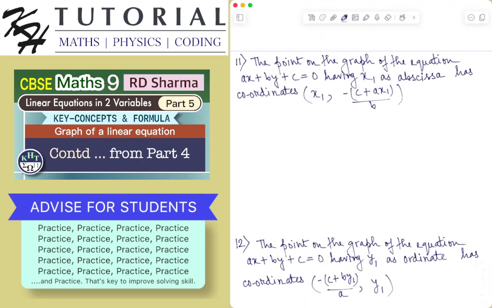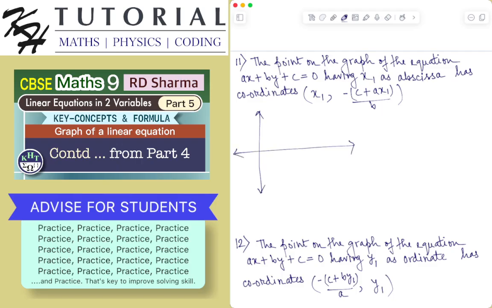The point on the graph of the equation ax plus by plus c equals to 0 having x1 as abscissa has coordinates x1 comma negative of c plus a x1 by b. The question is, if you are given the linear equation in two variables, and you are asked that there is a point lying on the graph of the equation whose abscissa is x1, then what will be its ordinate? The concept is very simple.